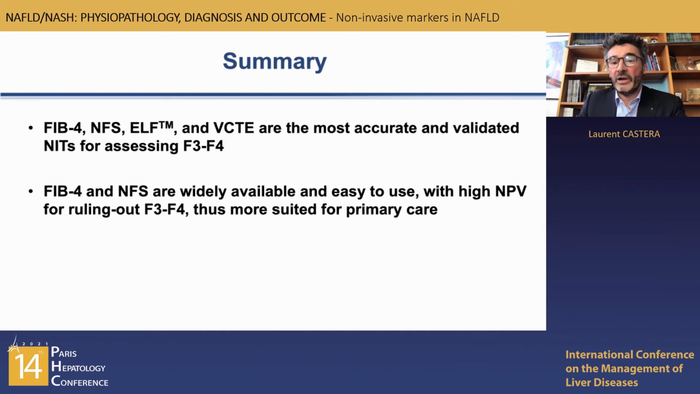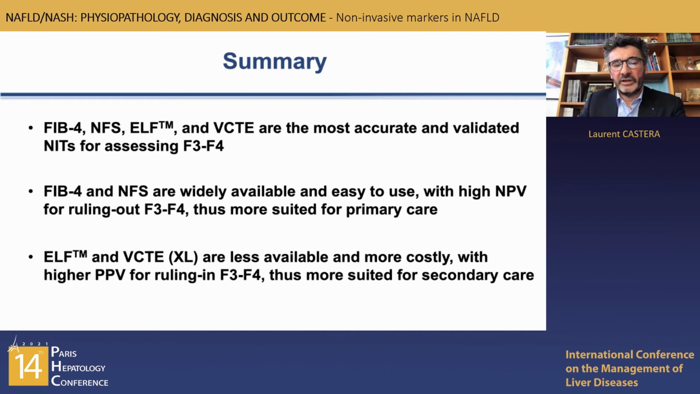FIB-4 and NFS are widely available and easy to use with high negative predictive value for ruling out F3, F4, thus more suited as first tests for primary care, for instance, whereas ELF and transient elastography are less available and more costly with higher PPV for ruling in F3, F4 and more suited as second tests for secondary care.